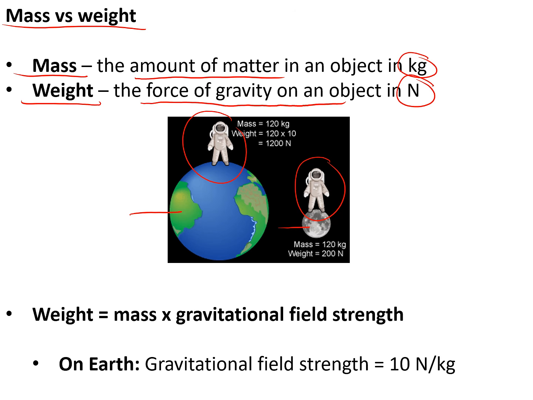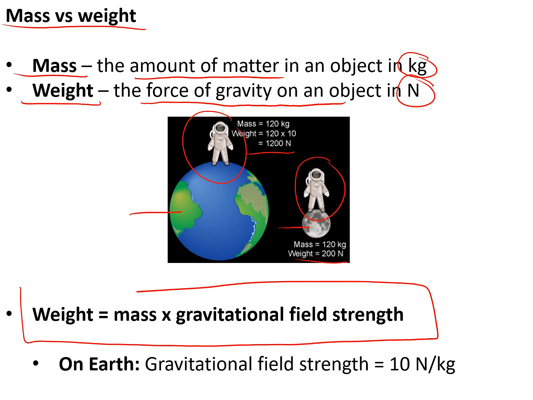However, because gravity is stronger in different places, it's strong on Earth, so this astronaut's weight is greater on Earth because gravity is stronger, and lower on the moon because gravity is weaker. Weight is calculated using this equation here, so weight equals mass times gravitational field strength, with mass being in kilograms. On Earth, we need to know that the gravitational field strength is 10 newtons per kilogram.